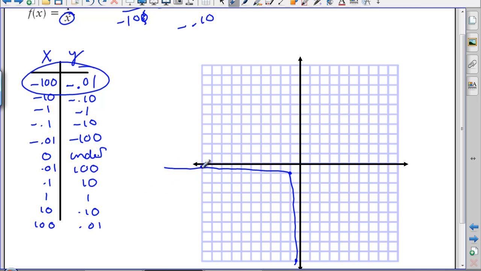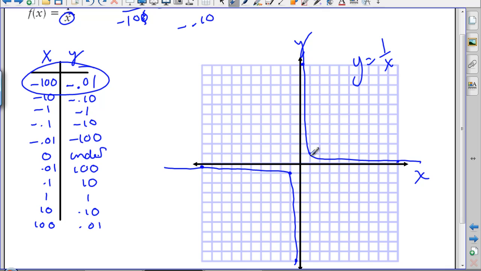Continuing to sketch, we're very close to the y-axis. We're way up at 100. We're not able to show that, but we are able to show 1 and 10, and 1 and 1, and then way over here, 10 and 1. And we get a similar sort of looking graph appearing here. There's our sketch of y equals 1 over x.